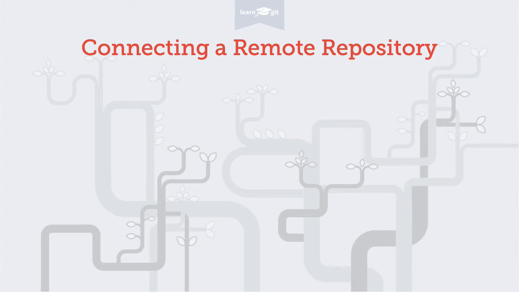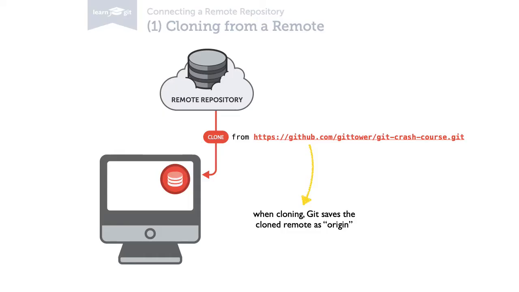Today I'll show you how to connect a remote repository to a local one. We need to talk about two different scenarios. First, cloning a repository from a remote server. In that case, Git has automatically saved this connection for you. You'll have a properly set up remote called origin.